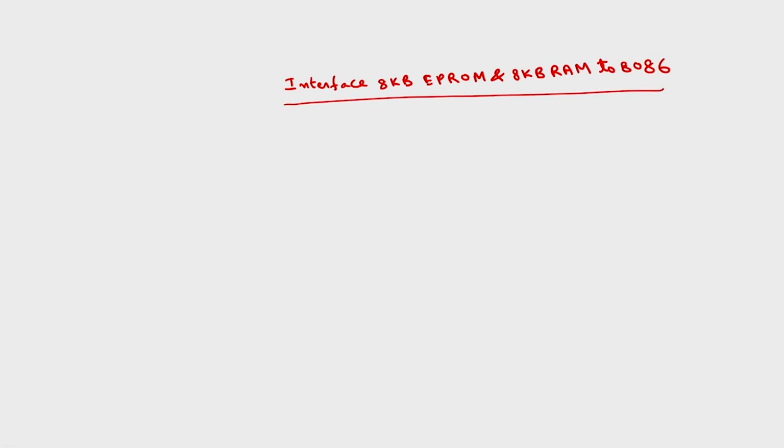Okay, in the last class we were discussing the interfacing of memory to the 8086. I discussed an example interface of 8 kilobytes of EPROM and 8 kilobytes of random access memory to the 8086. In the last class we discussed the address map of this 8K EPROM and 8K RAM.